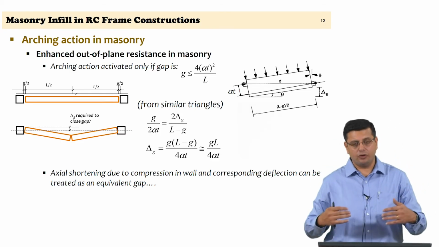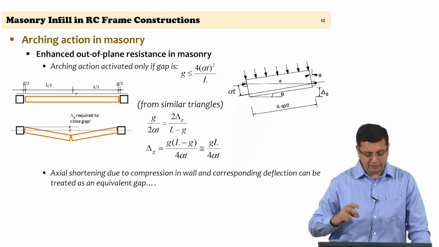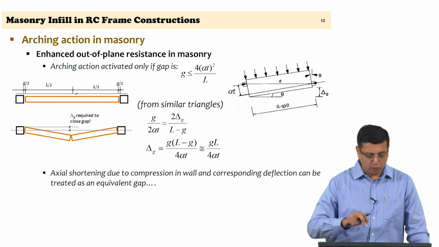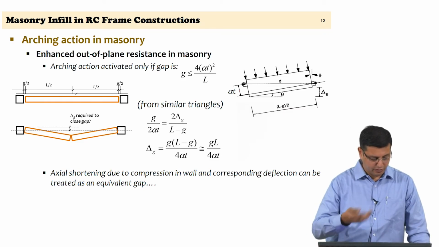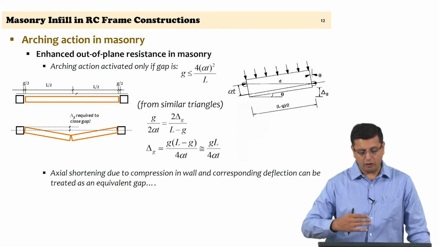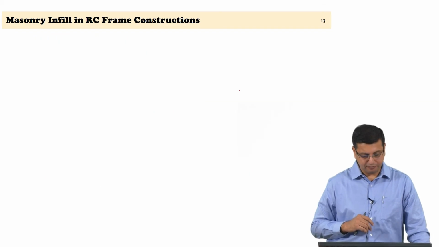formation of the gap is going to reduce the effectiveness of the out of plane resistance itself, and when the gap exceeds the allowed geometrical limit, you will have no longer a resistance of the infill panel in the out of plane direction, and that is when you get expulsion of the masonry panel itself.